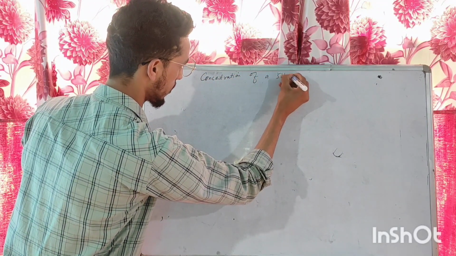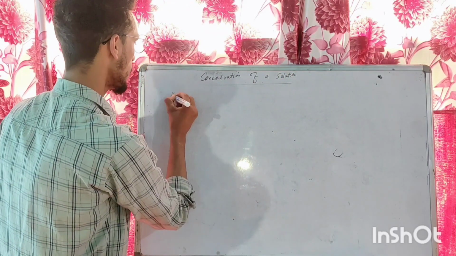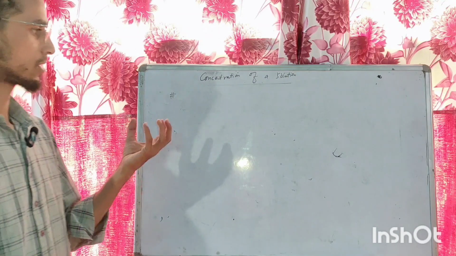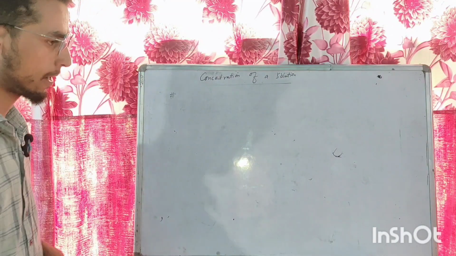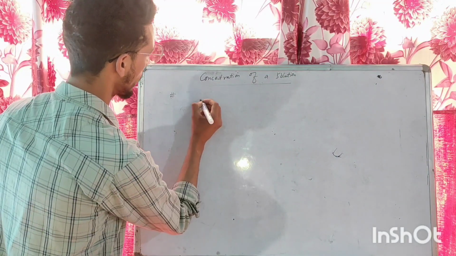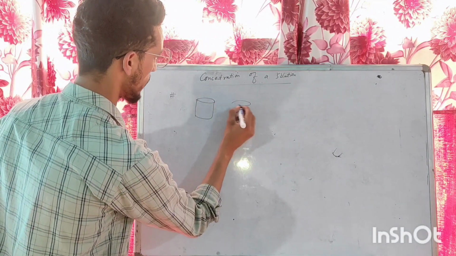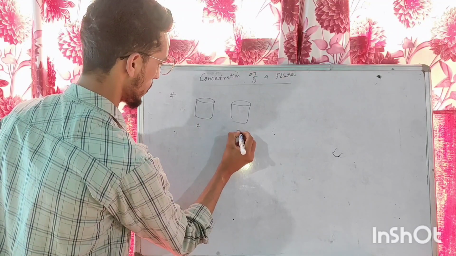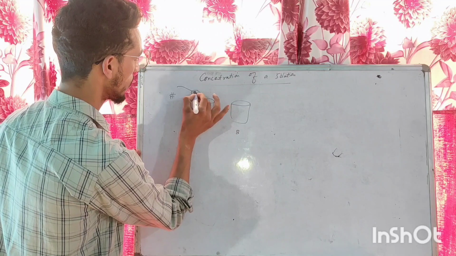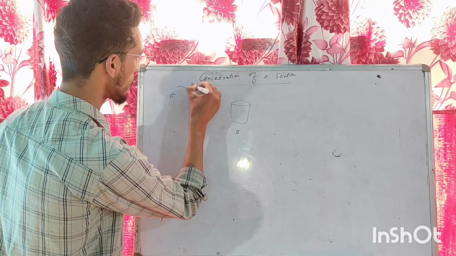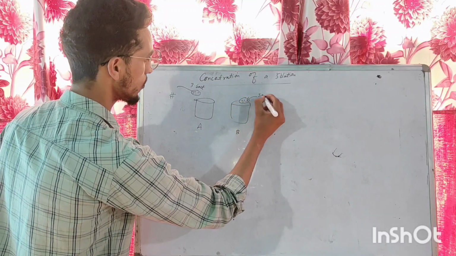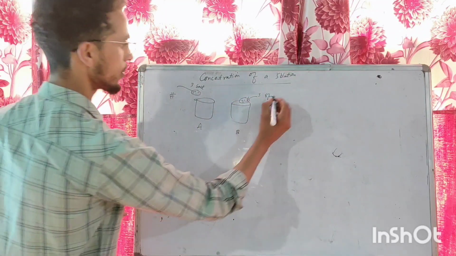Concentration of a solution. Before discussing concentration, let me show an illustration, so that it will be very easy for us to understand the concentration term. Suppose there are two beakers, beaker A and beaker B. In beaker A, I'll put 3 spoons of salt, and in beaker B, I'll put 1 spoon of salt. Now what is the difference between the two?